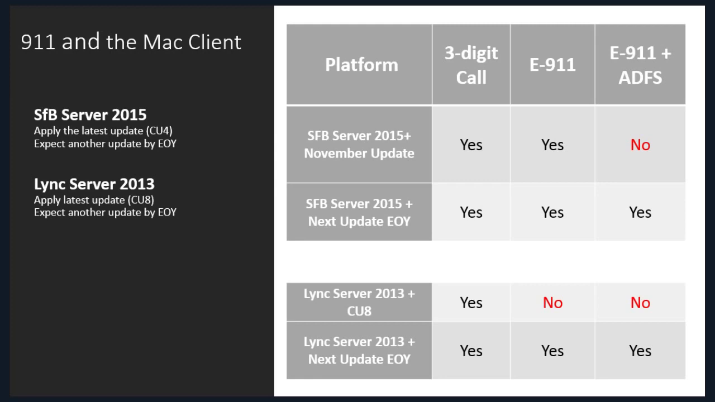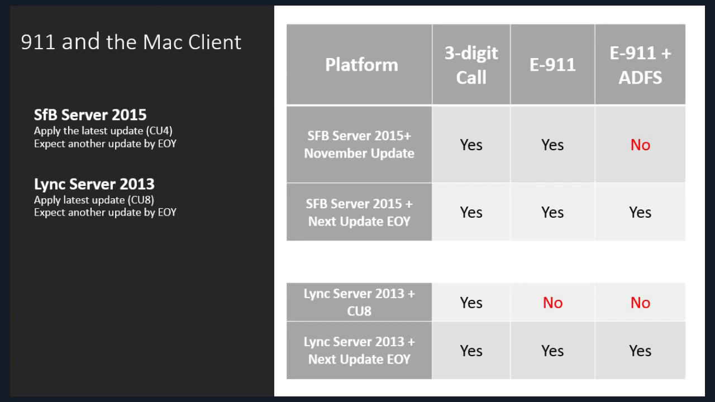E911 is the enhanced 911 call, where when you make a call, your location is automatically provided to the emergency operator, so that they know where you are and how to respond to any emergency situation you have. So in the first release, with the November update for the SfB Server 2015 and the November update for the Lync Server 2013, we have made the emergency calling, the 3-digit dialing, available to all the users. This is also with the November update of the Mac client as well.